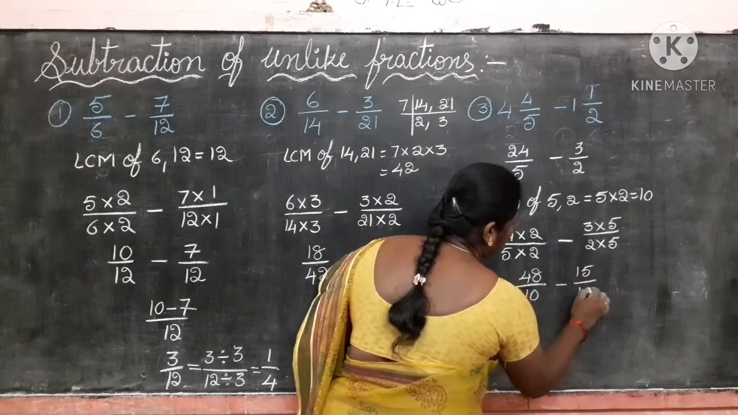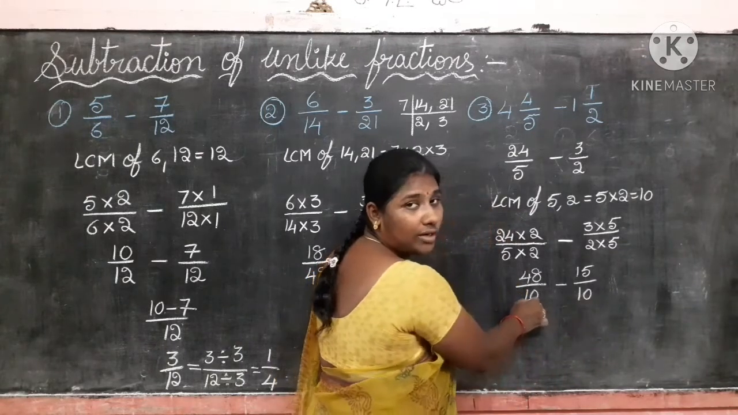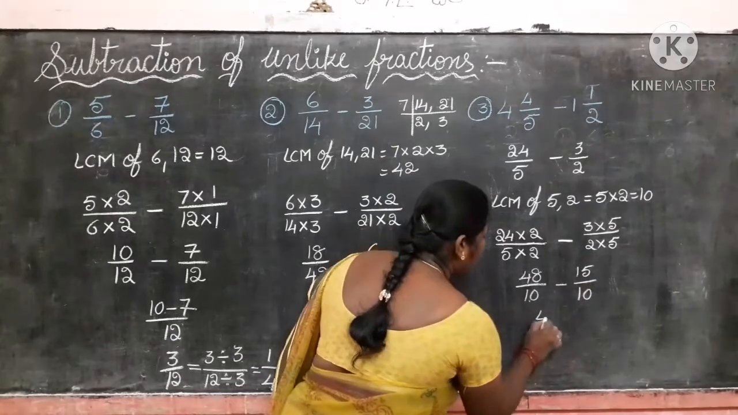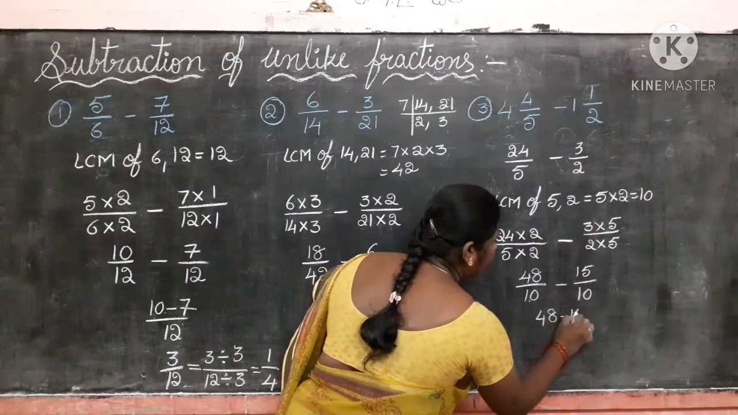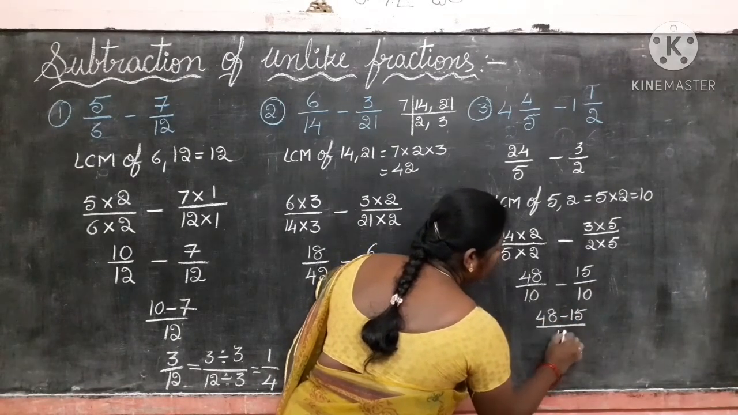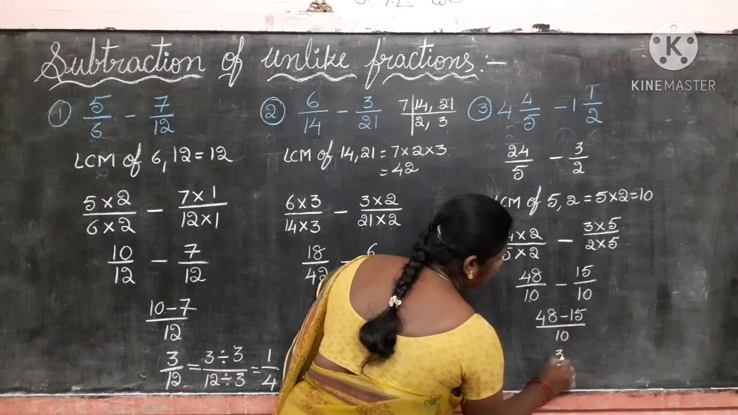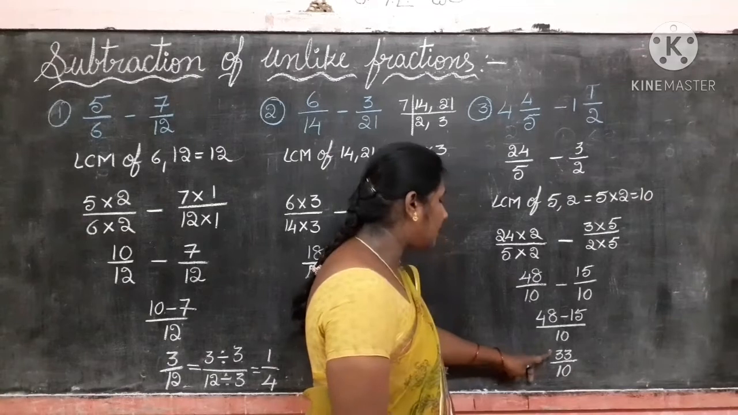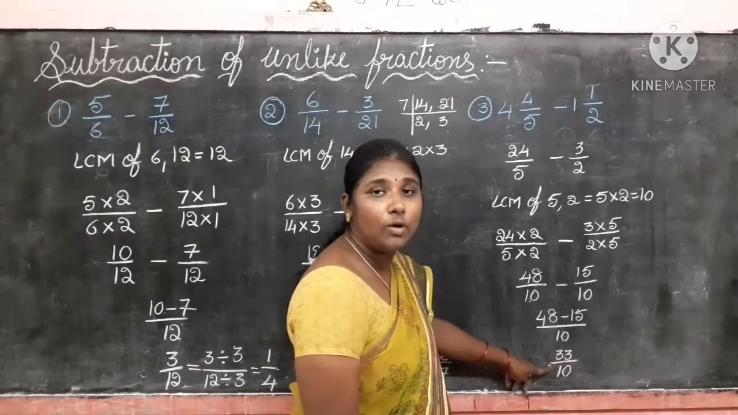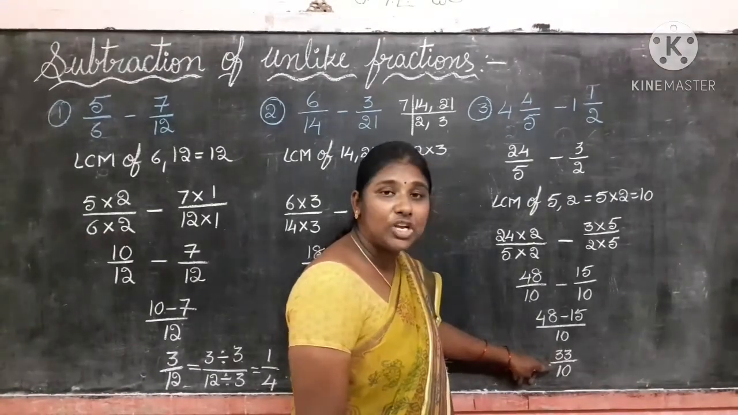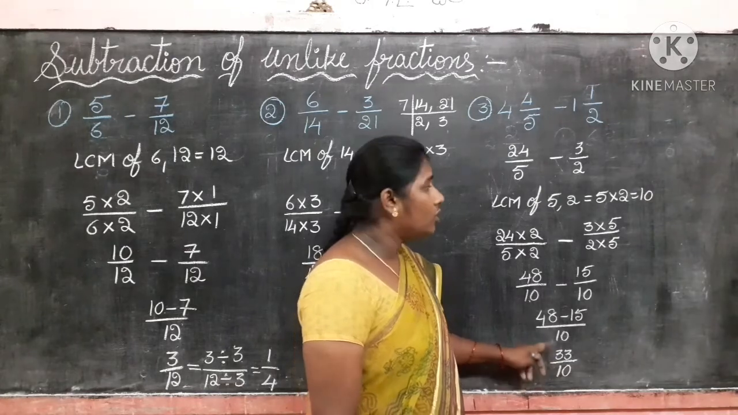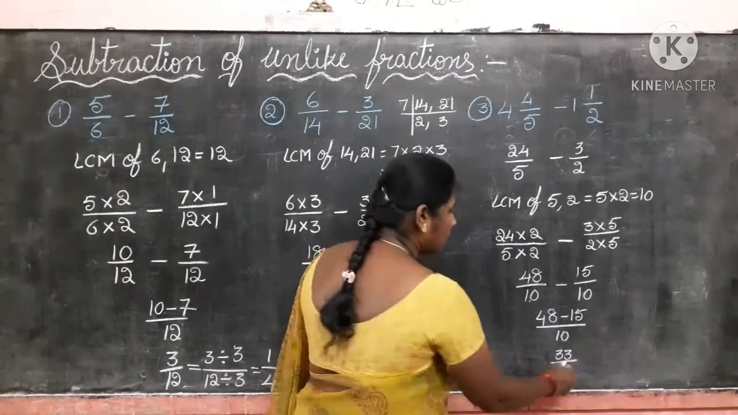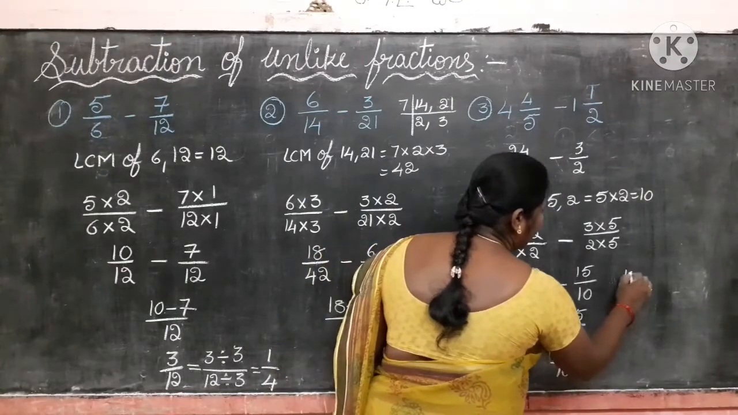Now these are converted into like fractions. First we have to subtract the numerators. 48 minus 15 by 10. 48 minus 15 is 33 by 10. So will 33 and 10 come in the same table? No. Again, what fraction is it? It is an improper fraction. So we have to convert the improper fraction into a mixed fraction. So do division with 10.